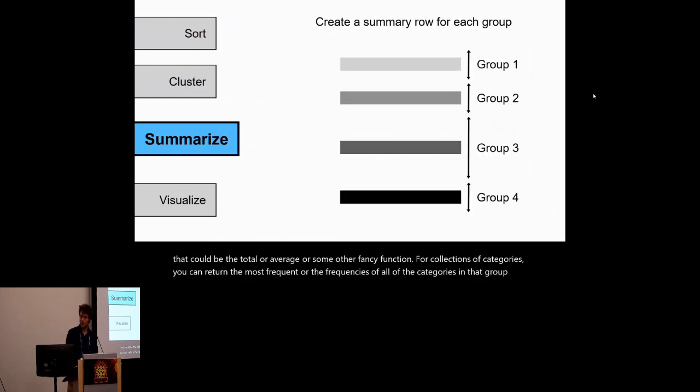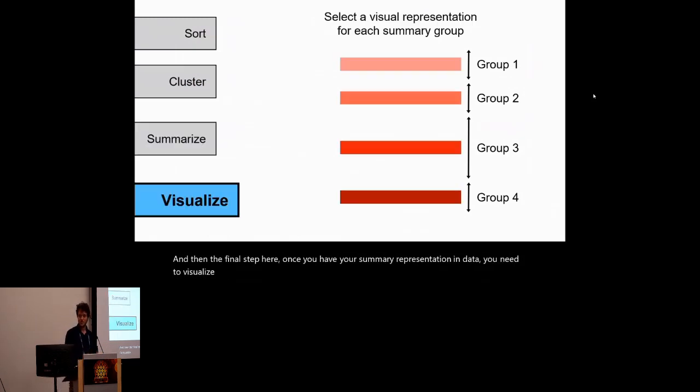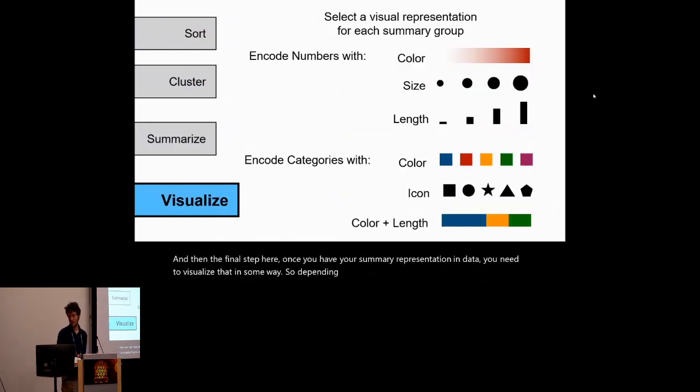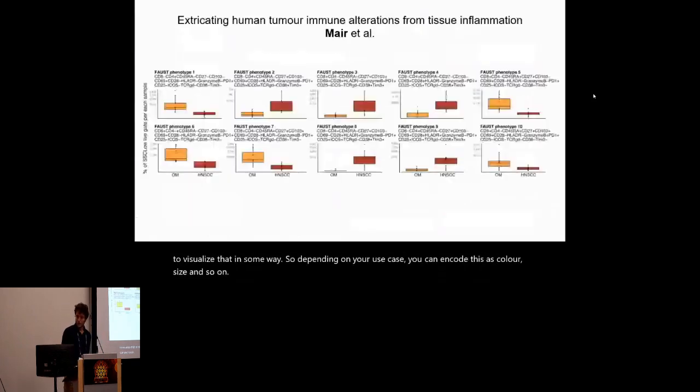And then the final step here, once you have your summary representation in data, you need to visualize that in some way. So depending on your use case, you can encode this as color, size, and so on. So that's sort of the high-level approach that we take.